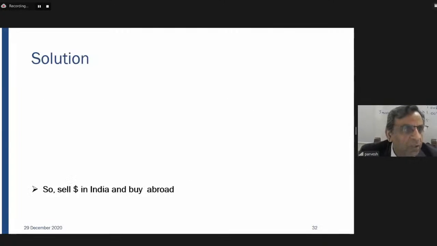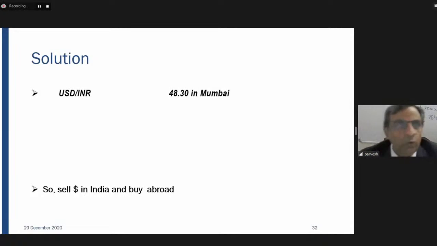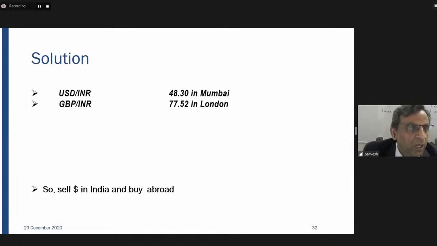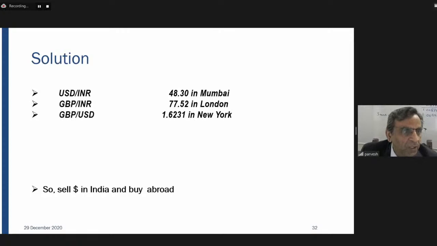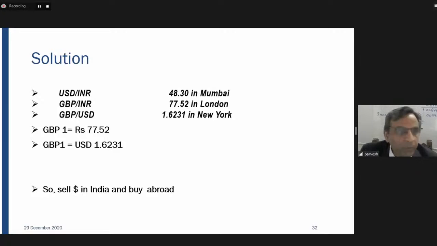So let's go. Now, USD INR rate is 48.30 in Mumbai, and the GBP versus INR is 77.52. This is what is given in the question. That means one Great Britain pound is equal to 77.52 rupees. And we also know that one Great Britain pound is equal to USD 1.6231. So these are the two things which are there from the quotes given to us.